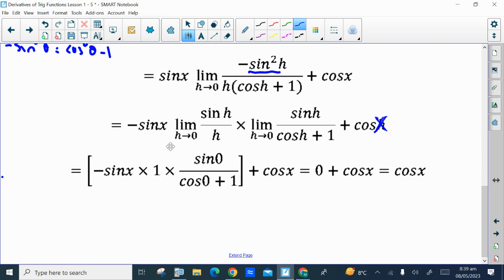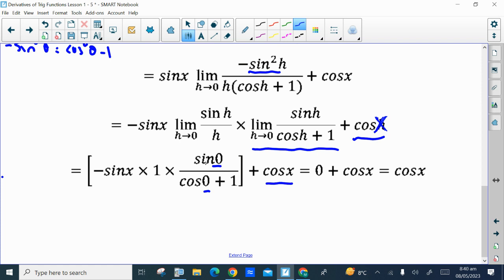So you've got negative sine x times, now at this point we can evaluate the limit, because 0 is no longer a non-permissive value. We've gotten rid of all of our factors of h. So now we'll evaluate this by letting h equal 0. So you've got the negative sine x times the 1 times, and you can find the value of this limit by letting h equal 0. So that's what this shows, sine of 0 over cos of 0 plus 1. And then you've got the plus cos x, which is right there.